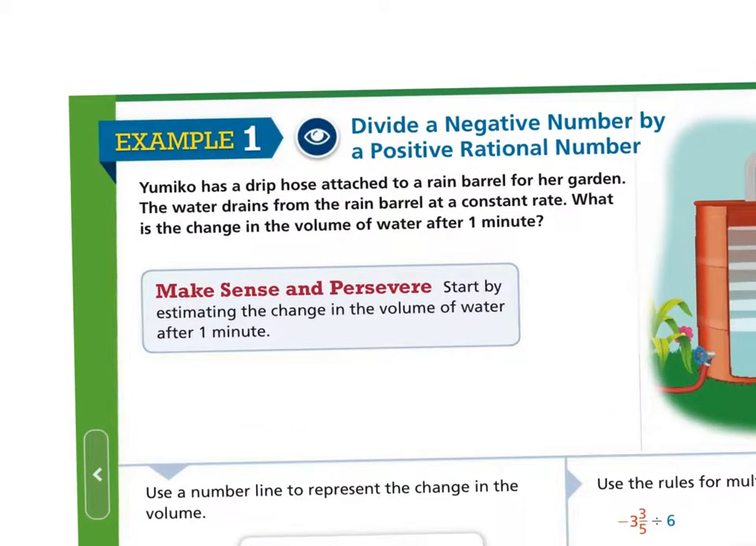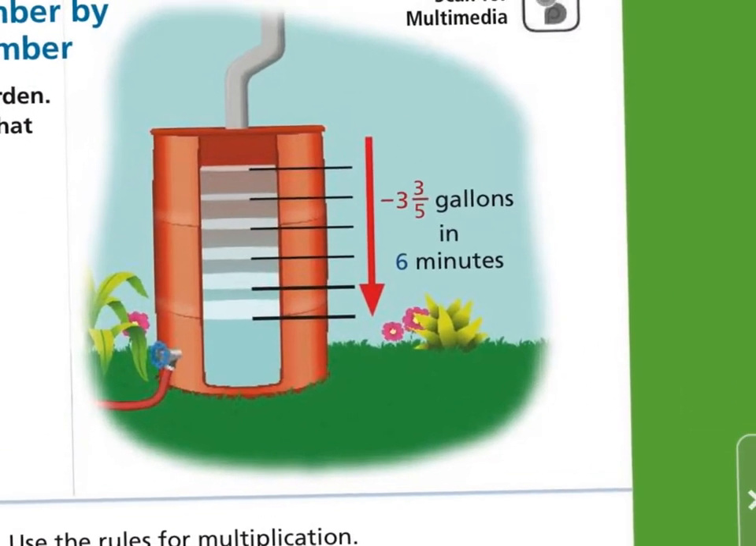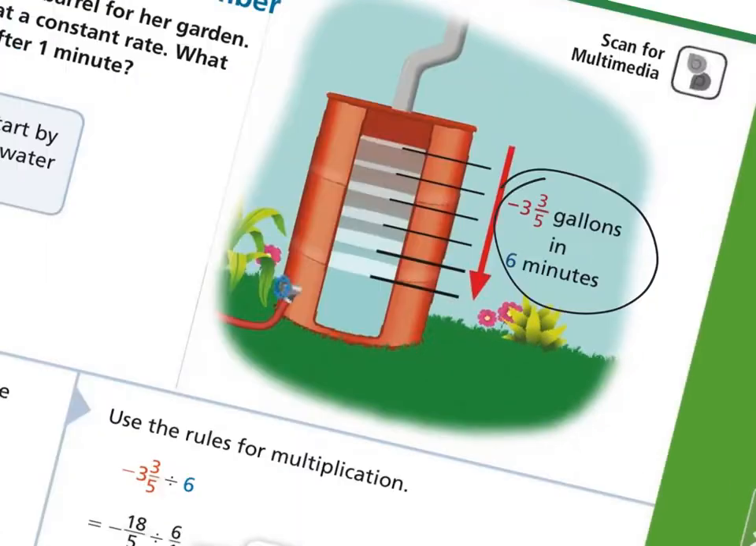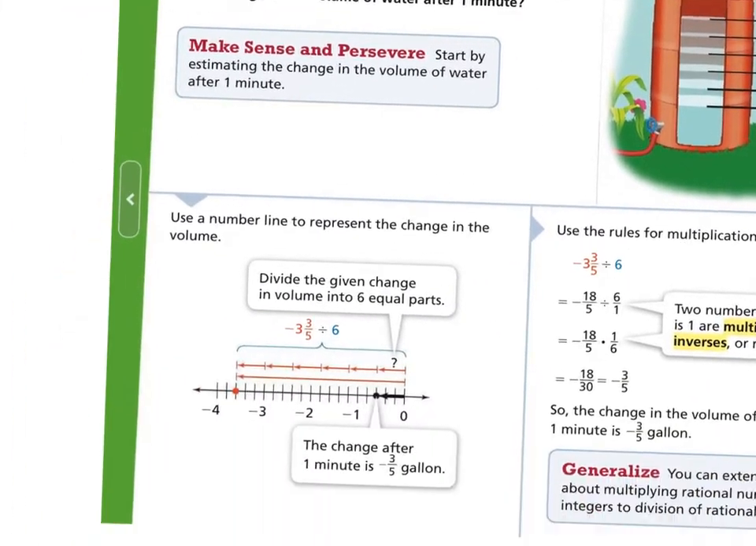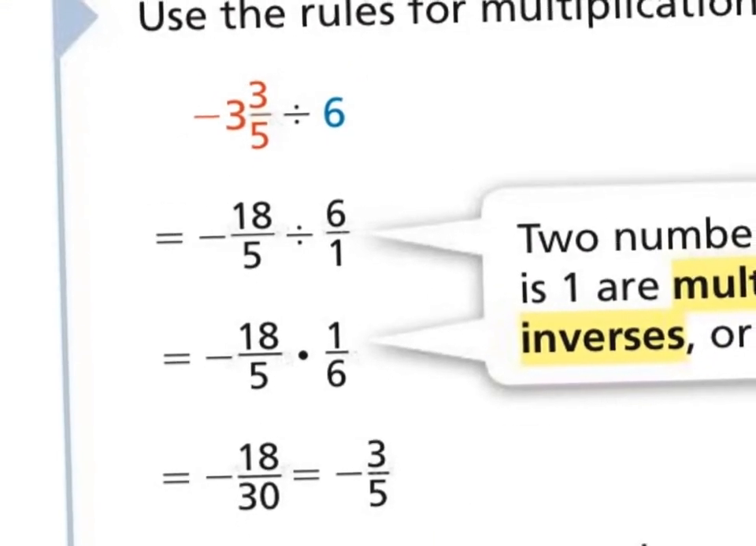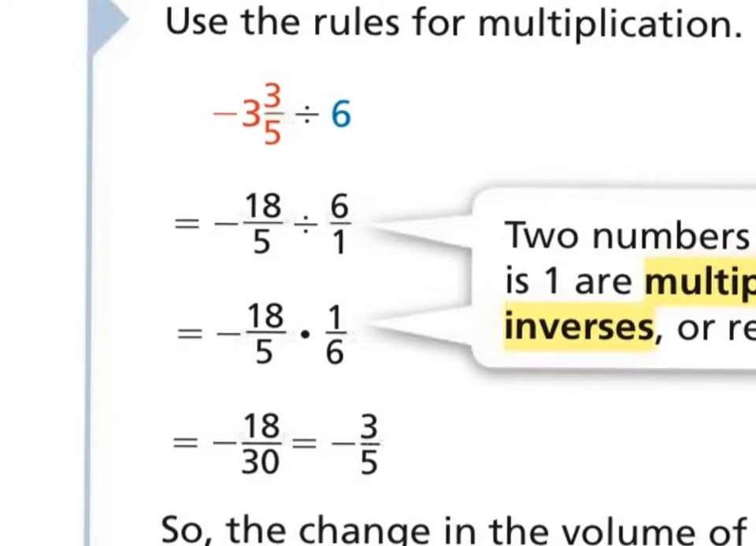Yakimo has a drip hose attached to a rain barrel for her garden. The water drains from the rain barrel at a constant rate. What is the change of the volume of water after 1 minute? So you can see from the picture here, the water's going down by 3 3/5 gallons in 6 minutes. Basically, we want to find a unit rate, how many gallons per minute. So gallons divided by minutes. So negative 3 3/5 divided by 6 is what we need to do here.